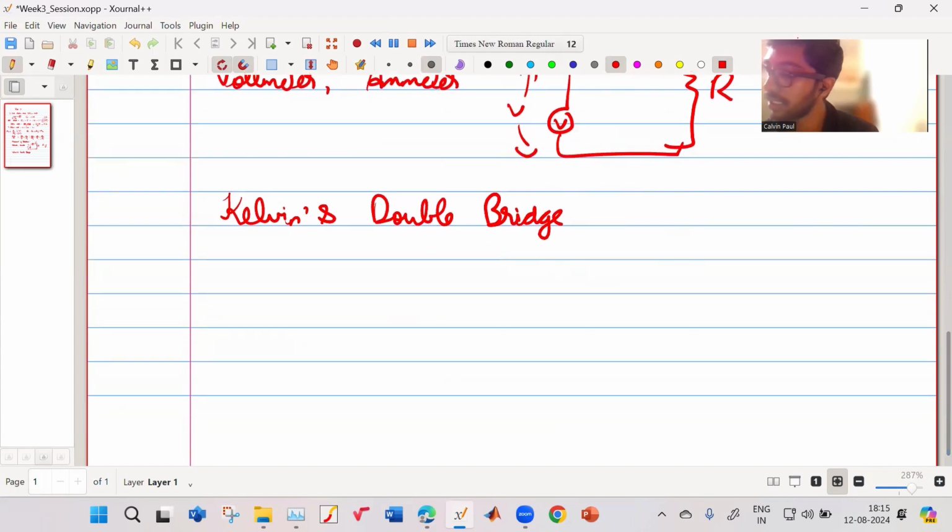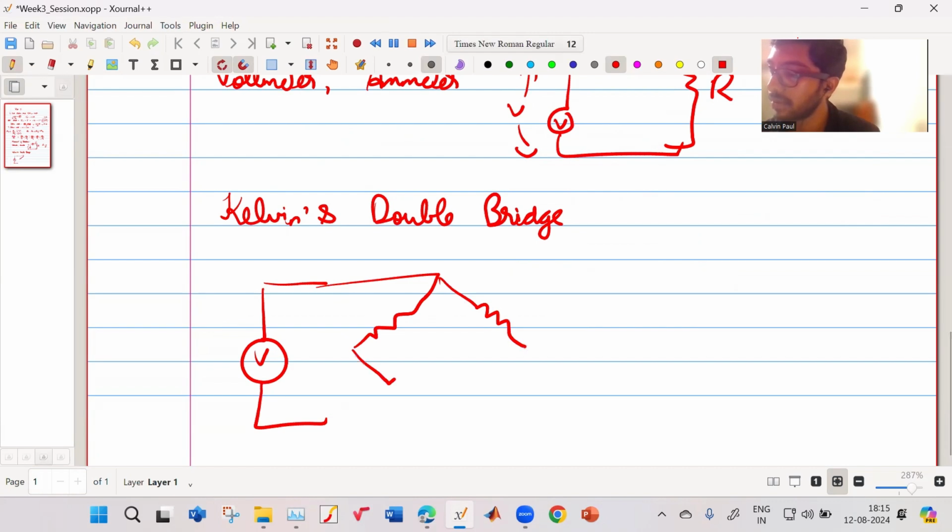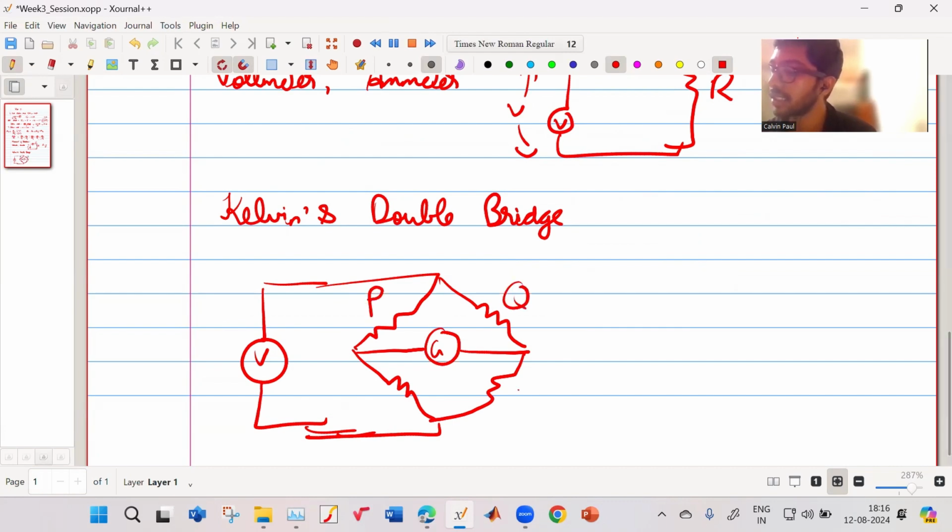What you do in this is you have some voltage. Okay. You have a bridge. And in the middle of the bridge, you have a galvanometer. So say this is P, this is Q, this is say S, and this is say R. R is what you want to find. R is what you don't know.